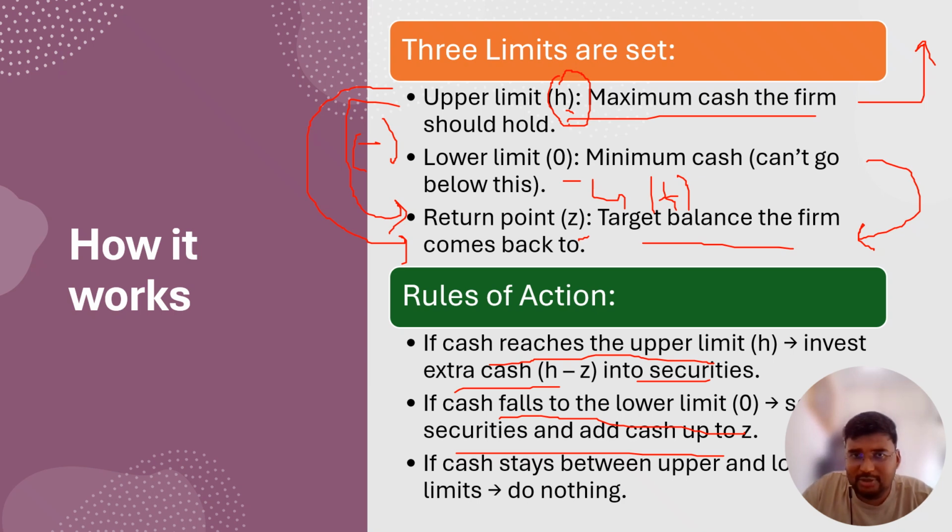So in short, this model keeps cash management simple. It keeps cash management cost effective. It keeps cash management safe. So by using these three parameters H, 0 and Z, you will be able to manage your cash even if the inflows and outflows of cash are totally random and unpredictable in nature.